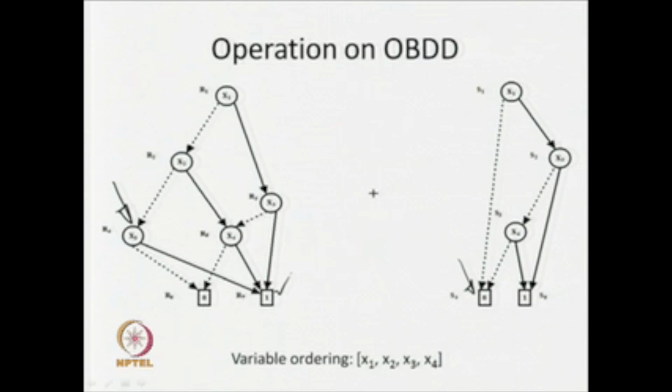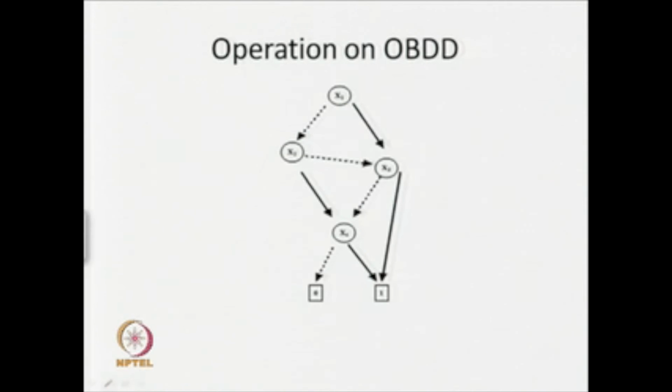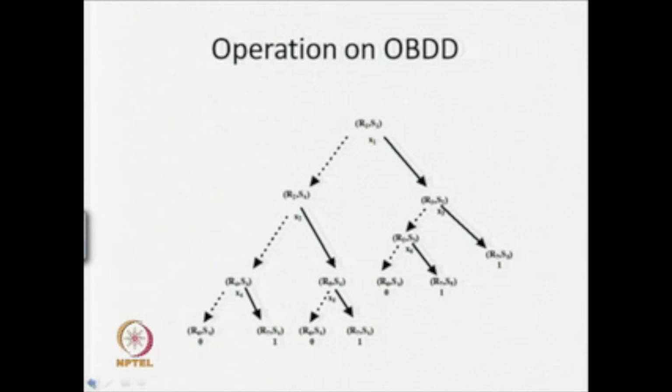R 7 S 4: R 7 is 1, S 4 is 1. So 1 plus 1 is going to give me 1. So in this particular case I am going to get 1. So eventually I am getting this particular structure. Now, I can construct the BDD from this particular structure.